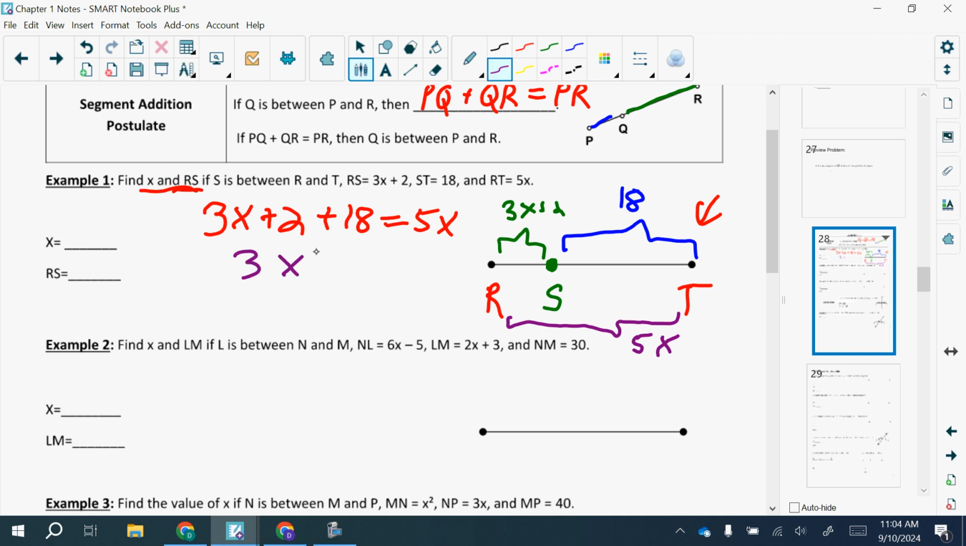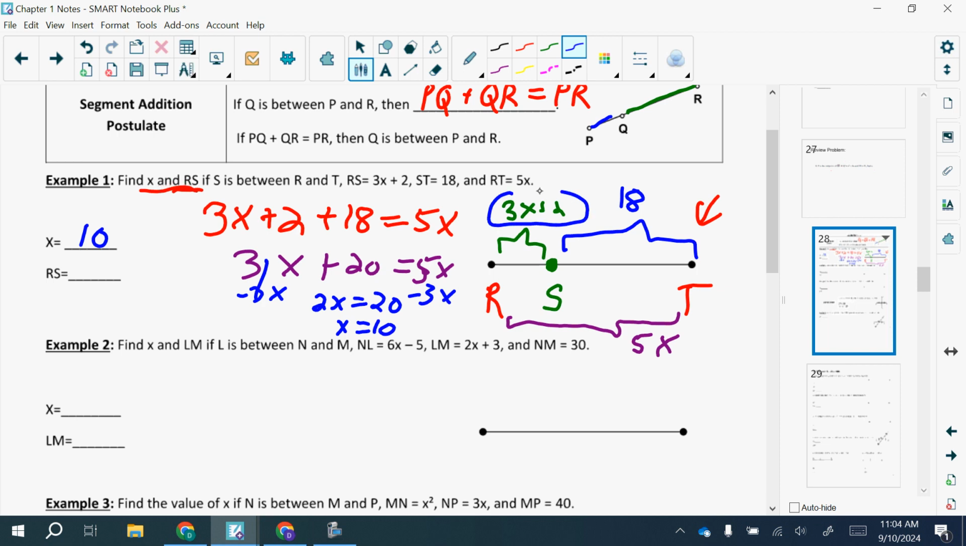We get 3x plus 20 equals 5x. Now we need to solve for x, so that's algebra 1. We get all of our x's on one side, all of our numbers on the other side. So minus 3x, minus 3x. So this goes to 2x equals 20, which means that x equals 10. So to get RS, which is 3x plus 2, we just found x, so you just plug it in. 3 times 10 plus 2 goes to 30 plus 2, which is 32.